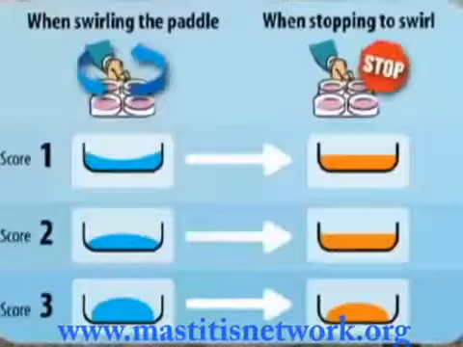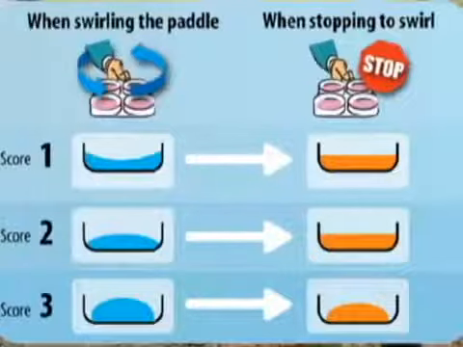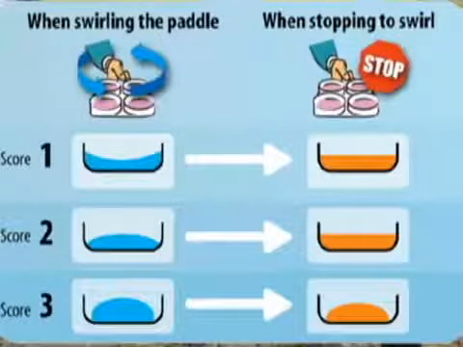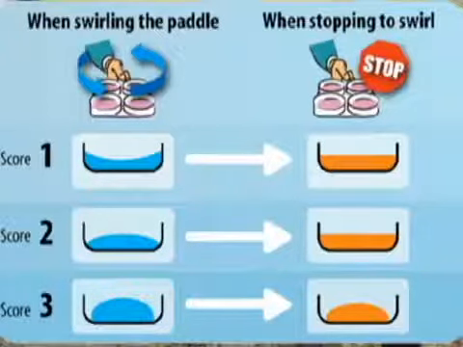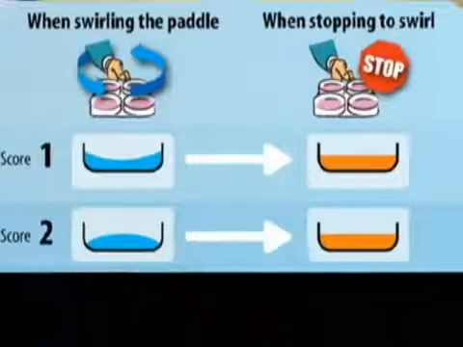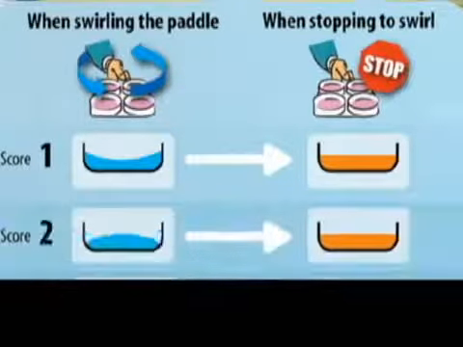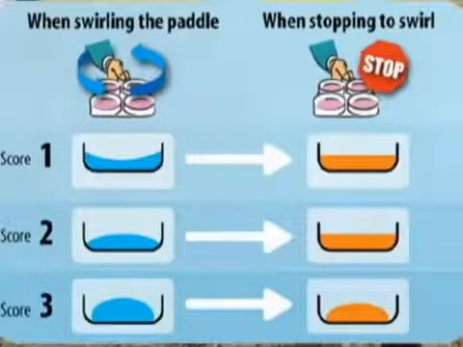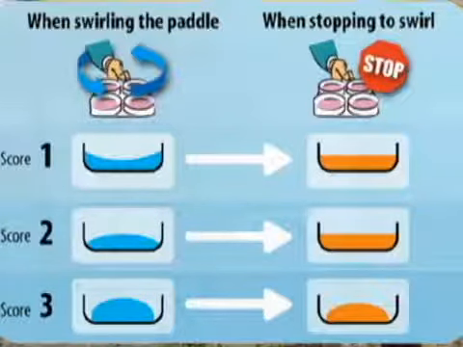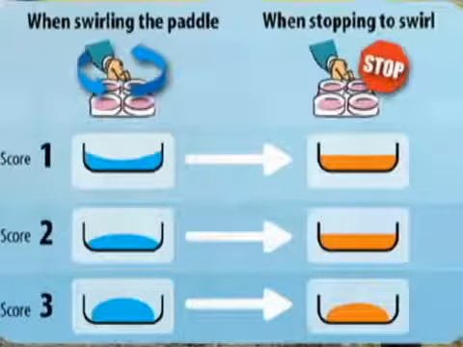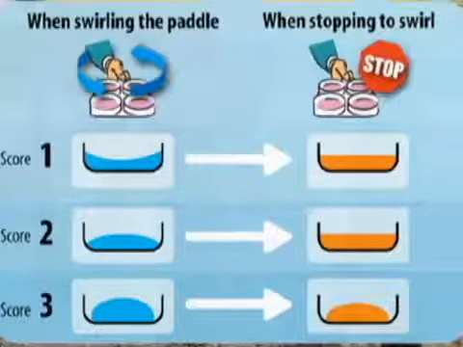Here is a diagram to recap and visualize the difference in the appearance of each score during rotation and once the movement is stopped. You will notice that during the rotating movement, the score 1 mixture hollows out in the center. As for score 2 and score 3 mixtures, they are markedly rounded in the center. When the rotating movement is stopped, the mixture spreads at the bottom of the cup for scores 1 and 2, as opposed to a score 3 mixture, which remains in the middle.